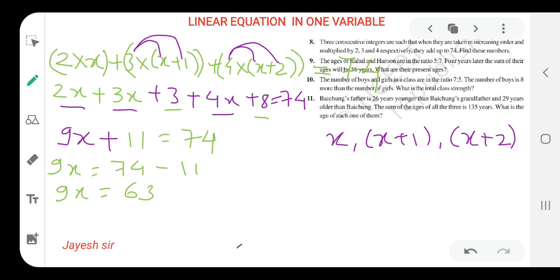Now 9 and x are in multiplication, as we have done this type previously also. Still, I am solving it here. 9 multiplied by x can be written like this. Now x is in multiplication with 9.